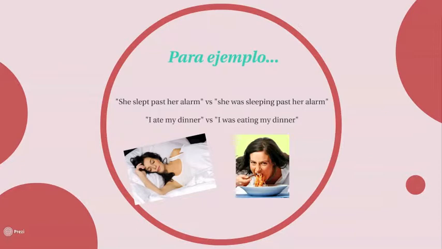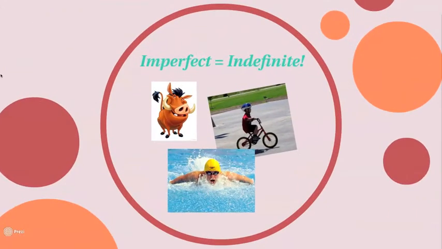So how about I ate my dinner versus I was eating my dinner? Can you tell which one is which? Well, I ate my dinner is the preterite because it's a finished action, but I was eating my dinner is just kind of setting the scene. Does it ever say that I finished eating dinner? How do you know I'm not still eating dinner right now? You don't. You don't know me.